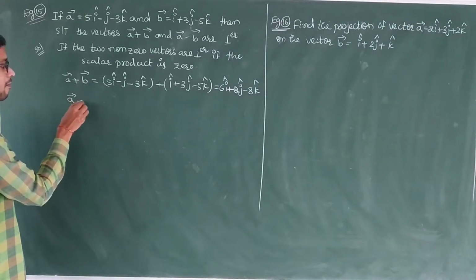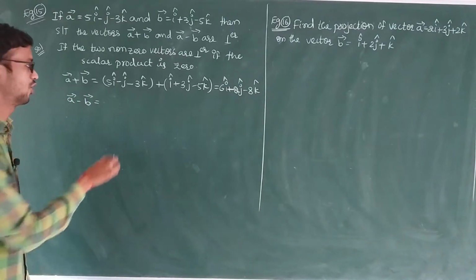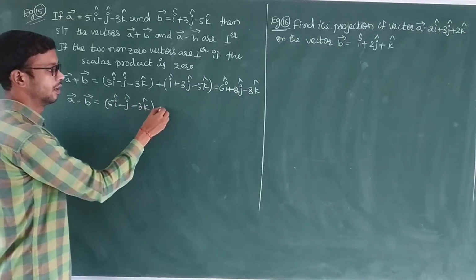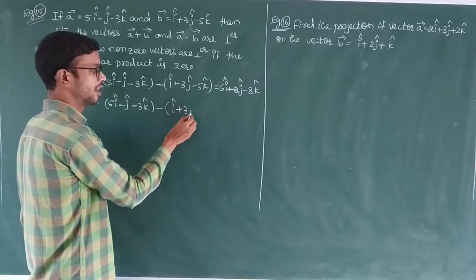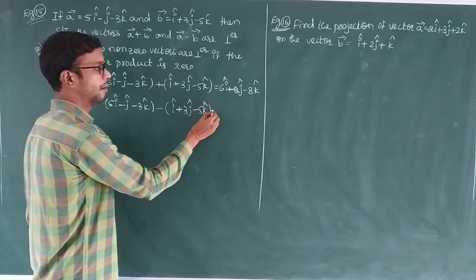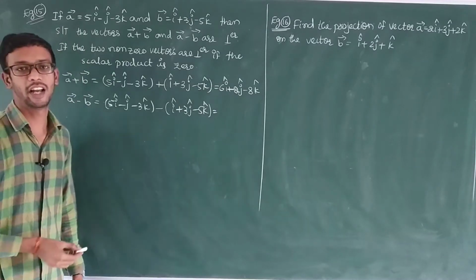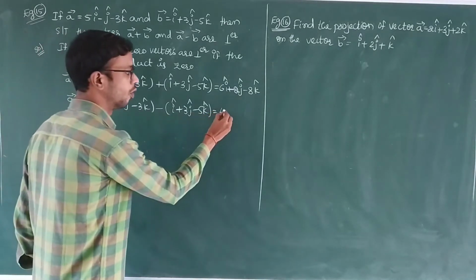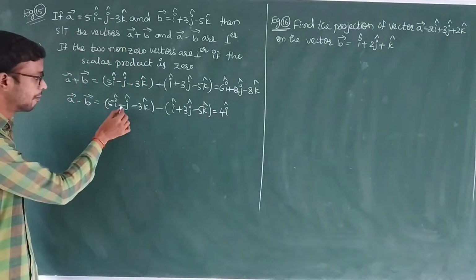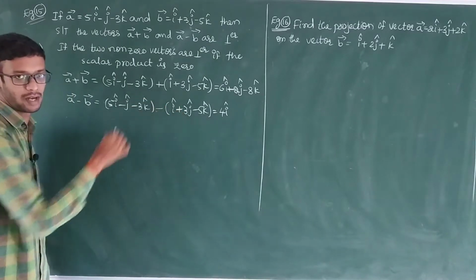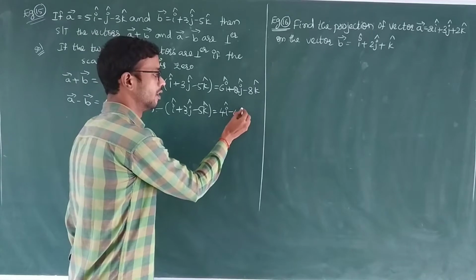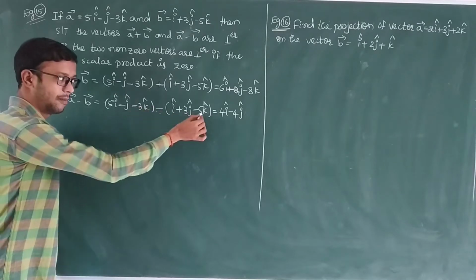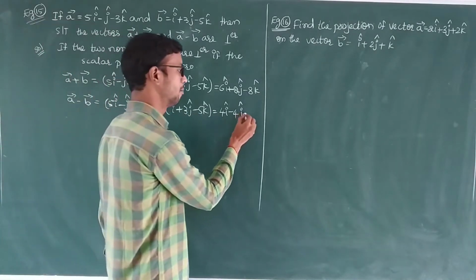Next, A bar minus B bar we have to find. Subtraction: 5I cap minus J cap minus 3K cap minus I cap plus 3J cap minus 5K cap. Now again simplify here. Corresponding elements, we have to make subtraction. 5 minus 1, 4 I cap. Minus 1 minus 3, minus 4 J cap. Next, minus 3 minus of minus 5, minus 3 plus 5 is plus 2K cap.